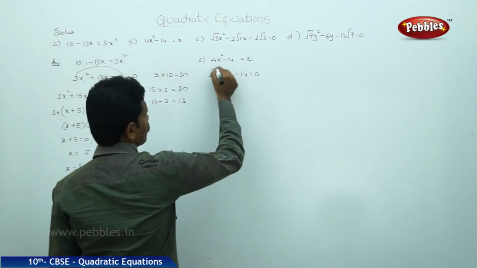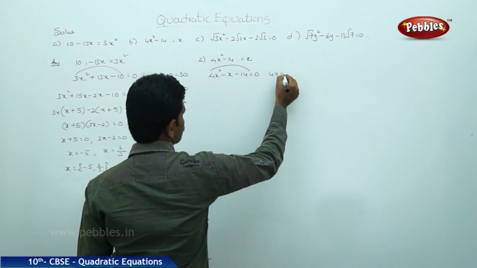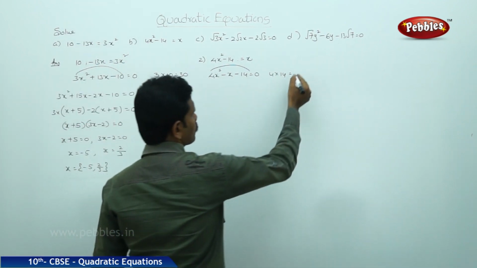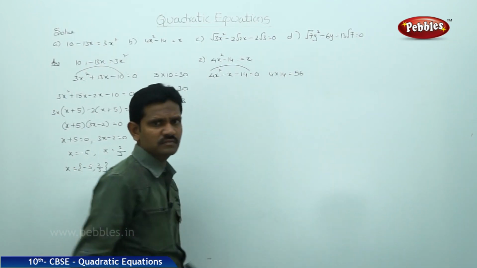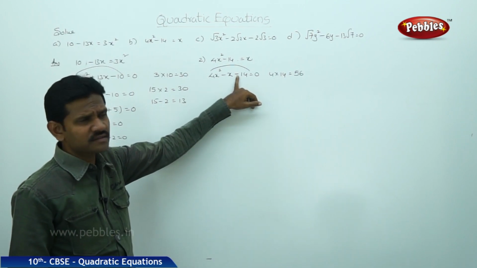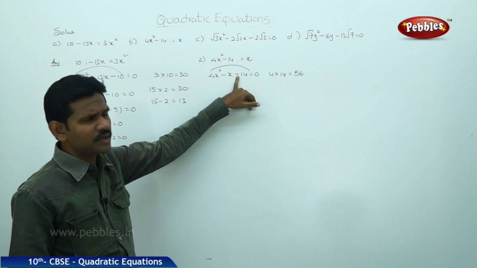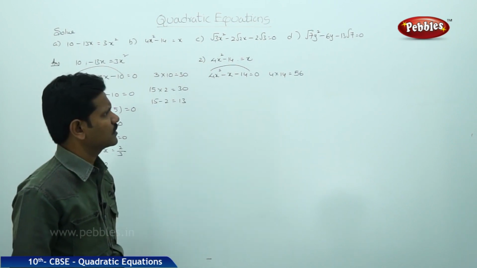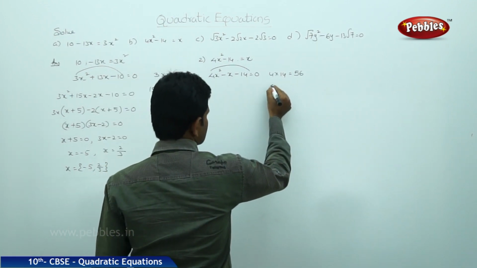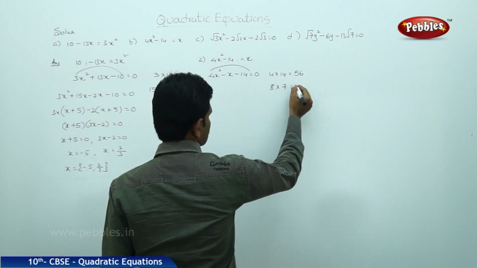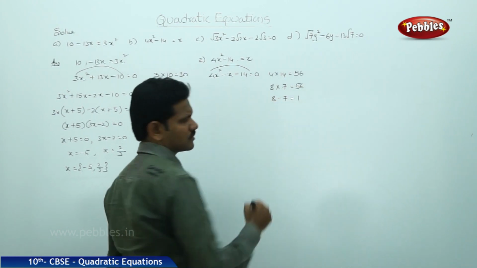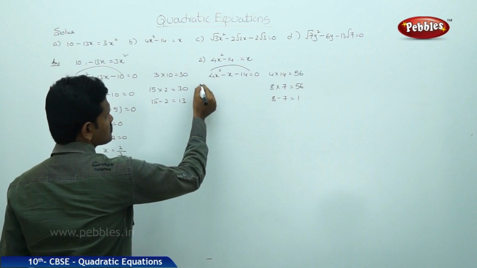Now, 4 into 14 is equal to 56. Now we have to subtract the numbers, and we must get the number 1, that is, we have to find out the factors of 56. 8 sevens are 56, and 8 minus 7 is 1.